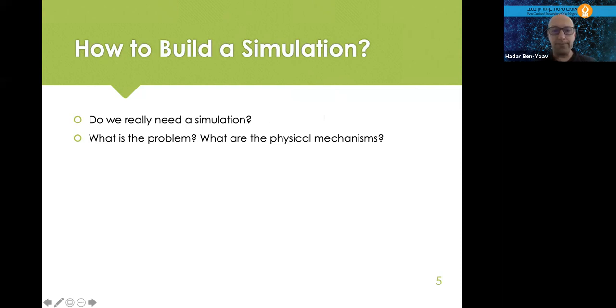What is the problem? What exactly do we want to get from the simulation, what exactly don't we know that we need a simulation to solve for us? And then what are the physical mechanisms? For example, we talked about the diffusion or the electron transfer rate in the last couple of lectures.